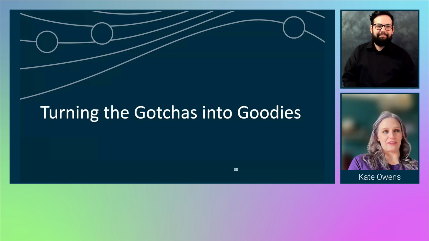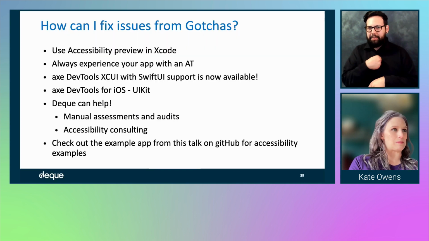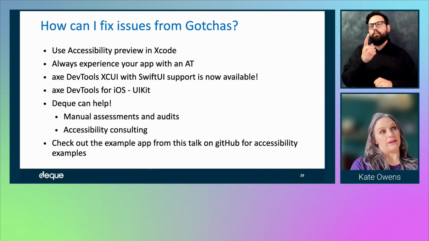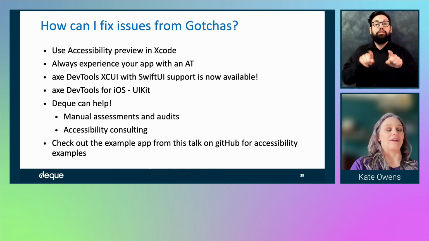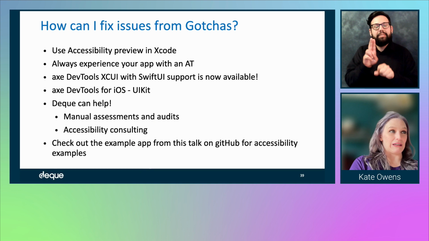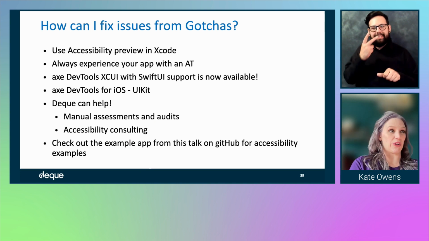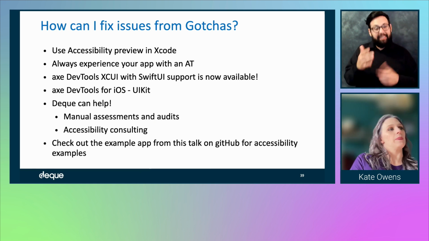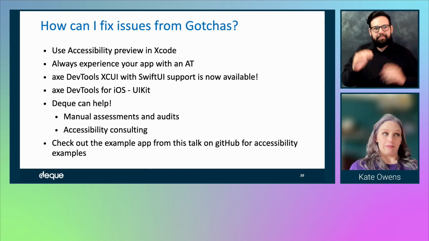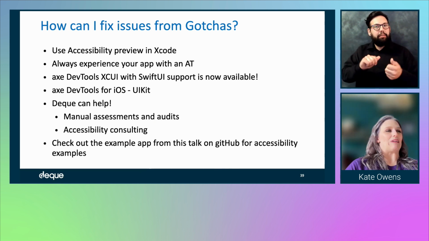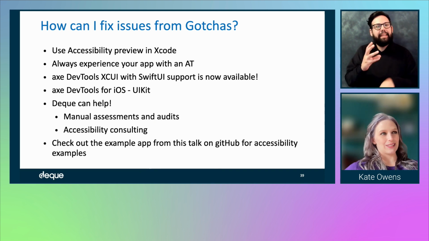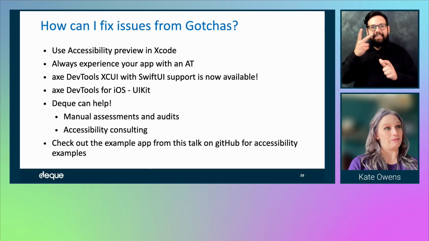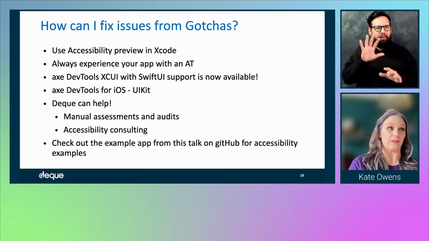So how do we turn those gotchas into goodies? That's what we want to do, right? One thing that can be very helpful, especially when you're in your development cycle, is really making use of that accessibility preview. It can give you a good sense of what track you're on, where you're headed. So that's a big time saver. It's very convenient, very informative. Another way to fix issues from gotchas: again, always experience your app with an assistive technology. Do every screen. See what it's like. You'll probably find things you didn't think of before. It can be really useful.